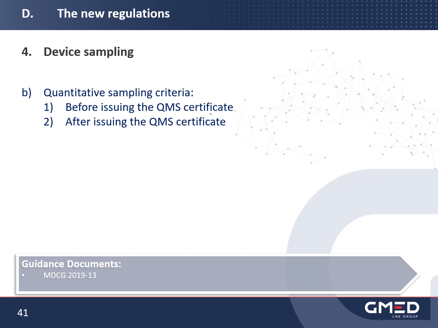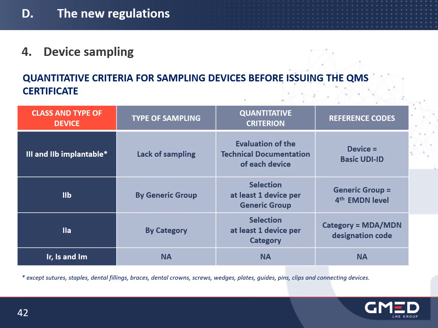There are two categories of quantitative criteria: quantitative criteria to be applied before the certificate is issued, and quantitative criteria to be applied after the certificate is issued. In this module, we'll only discuss the sampling criteria applied before the certificate is issued. The criteria to be applied after the certificate is issued will be detailed in future modules. The quantitative criteria for sampling medical devices prior to certificate issuance will vary depending on the class of device.